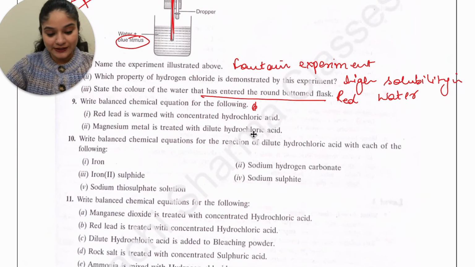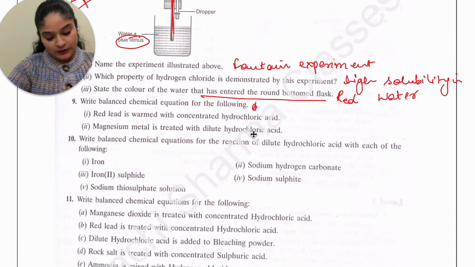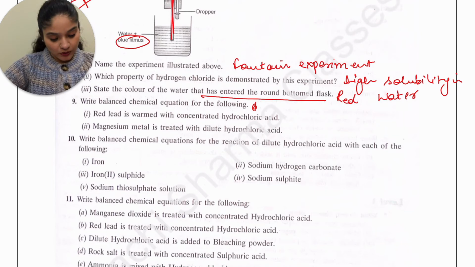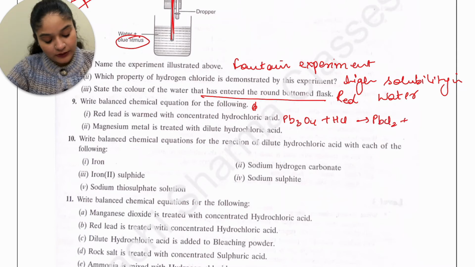Okay, students, let's move on to question number 9. The first question is, red lead is warmed with concentrated HCl. You're supposed to write a balanced chemical equation for it. So let's look at that. What is red lead? It is Pb3O4. Pb3O4 plus HCl, that will give you PbCl2 plus chlorine gas plus water.